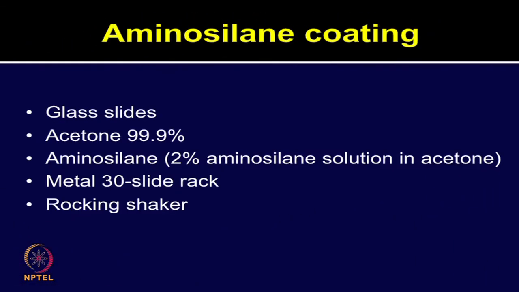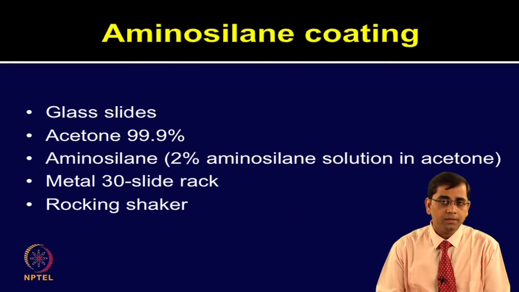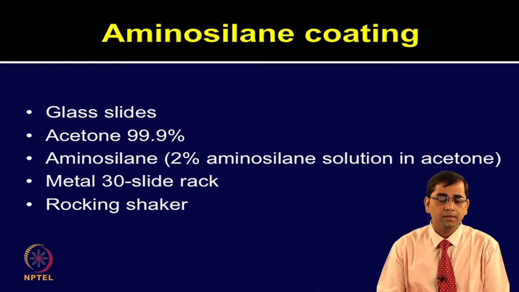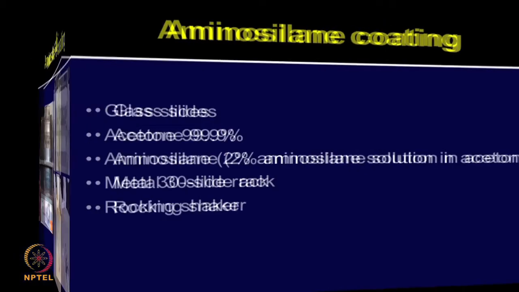For performing aminosilane coating, one needs to have glass slides, acetone, aminosilane. Using a 2% aminosilane solution in acetone works best. Then you need a metal slide rack and you need a rocking shaker.